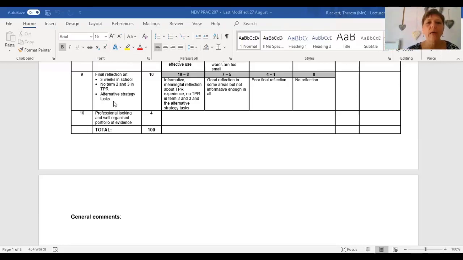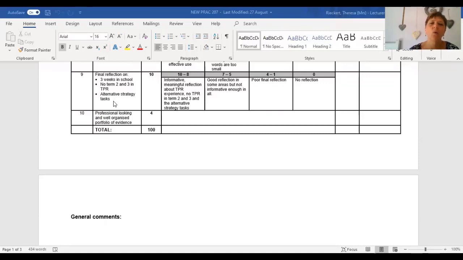Then also they have to reflect on the fact that they had no term 2 or term 3 teaching practice. So they didn't go back into schools in term 2 and in term 3. So we asked them to reflect on that. Was that something negative for them? Were they relieved that they didn't have to go to school? How did they feel about that? And how did that impact them?